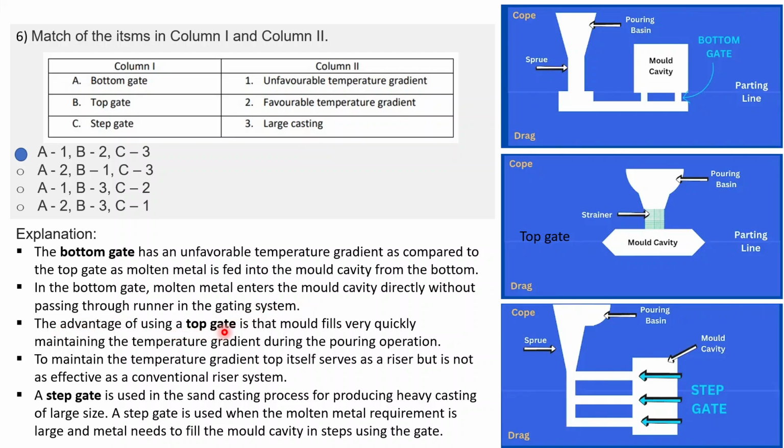And the advantage of using a top gate is that the mold fills very quickly, maintaining the temperature gradient during the pouring operation. To maintain the temperature gradient, the top itself serves as a riser, but it is not as effective as a conventional riser system. A step gate is used in the sand casting process for producing heavy castings of large size, and a step gate is used when the molten metal requirement is large and metal needs to fill the mold cavity in steps using the gate.